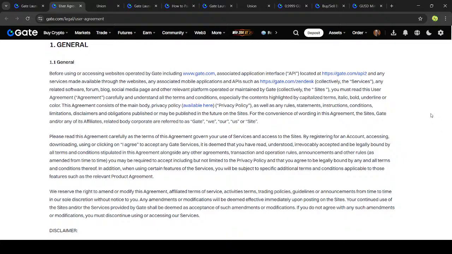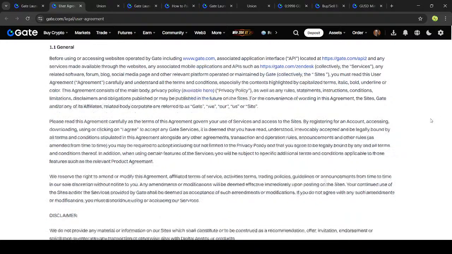So the agreement consists of the main body, the privacy policy, as well as the rules and statements and the introduction of the conditions, guys. Limitations, disclaimers and obligations are published or may be published in future on the site, guys. Any reference in the agreement to Gate, we, us or our refers to the relevant body corporate.